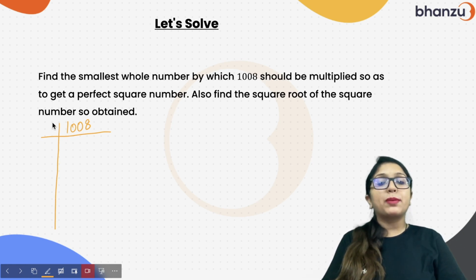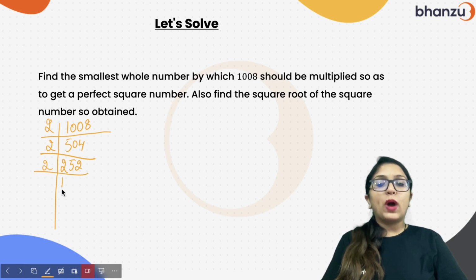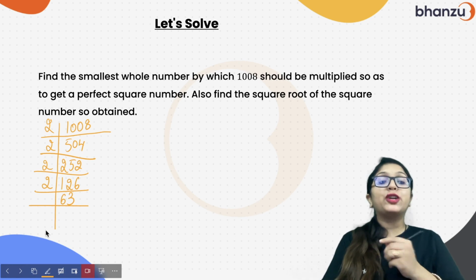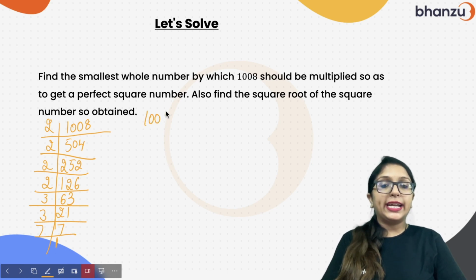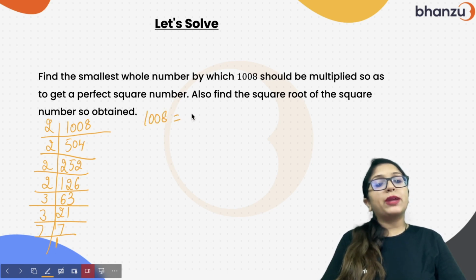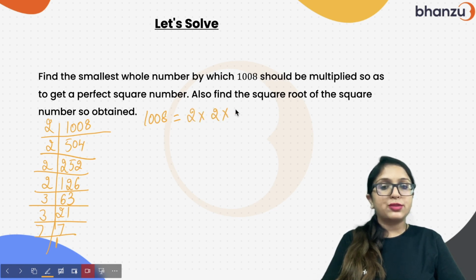So we can divide this number by 2, and we are going to get 504. Let's again divide by 2, and we are going to get 252. Again divide by 2, we are going to get 126. Here again we can divide by 2, and we will be getting 63. Now 63 is not divisible by 2, so let's divide by 3, and when we divide by 3, we will be getting 21. Then divide by 3, again we will be getting 7, and then divide by 7, we will be getting 1.